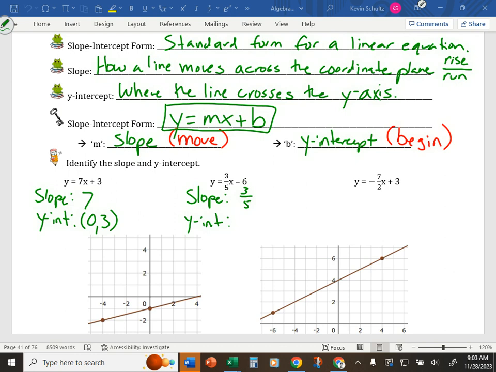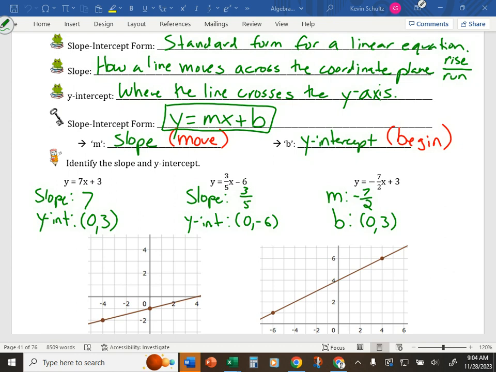Christopher, what is the y-intercept? It is 0, -6. Well done, including that negative sign. Okay, it belongs to the 6. 0, -6 is correct. The last one, your slope, your y-intercept. Tegan, slope is -7 over 2, correct. That coefficient to x. Your y-intercept? Aiden, 0, 3. Positive 3. Okay?